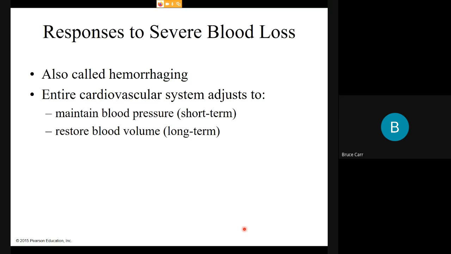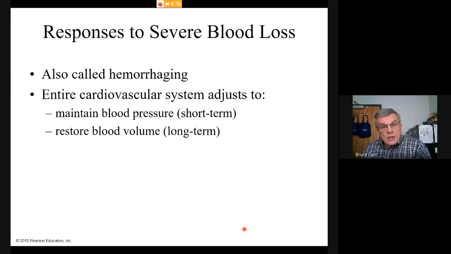We're going to have a number of systems that respond. Certainly our clotting and inflammation system is going to respond to try to stop that blood flow, initiate healing, and eventually repair the damage. But the immediate problem at the time of injury is that of hemorrhaging, and the extent of the injury and the extent of the blood loss is what is the critical issue.